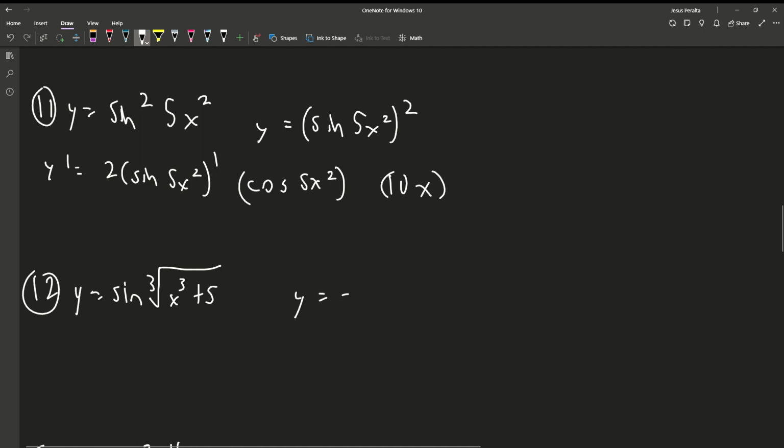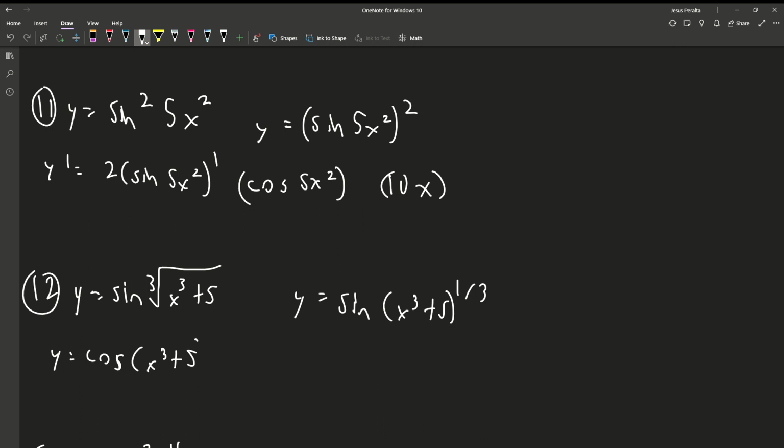This could be rewritten as sine of x cubed plus 5, to the power of 1 over 3. And then you find the derivative: cosine of x to the power 3 plus 5. Boom. Now you do the chain rule, 1 over 3, x to the power 3 plus 5, to the power of negative 2 over 3, because you subtract 1 from the top, and then the derivative of the inside, which is just 3x squared.